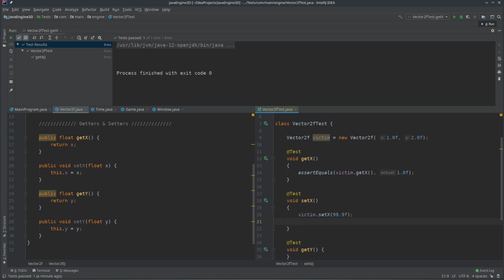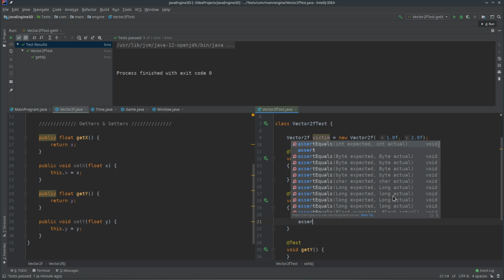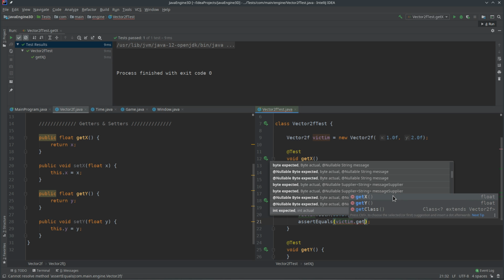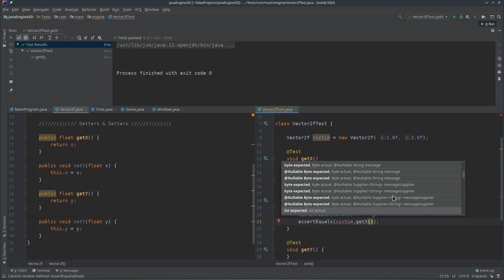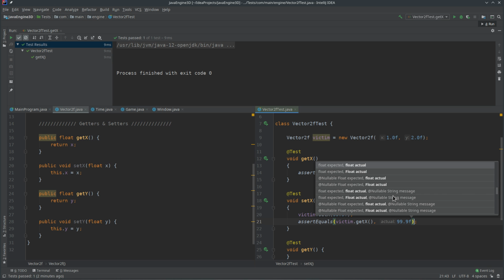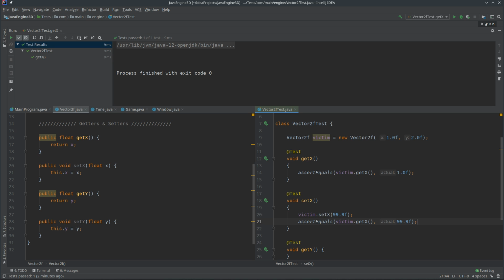So now we can, and this will make more sense now, assertEquals, int expected. Oh, I can press return on that. Good. And it's going to be victim dot getX. We know the getX works. GetX is whatever we typed in, 99.9f. Okay, now it makes more sense. I'm hoping that shows how tests can build.